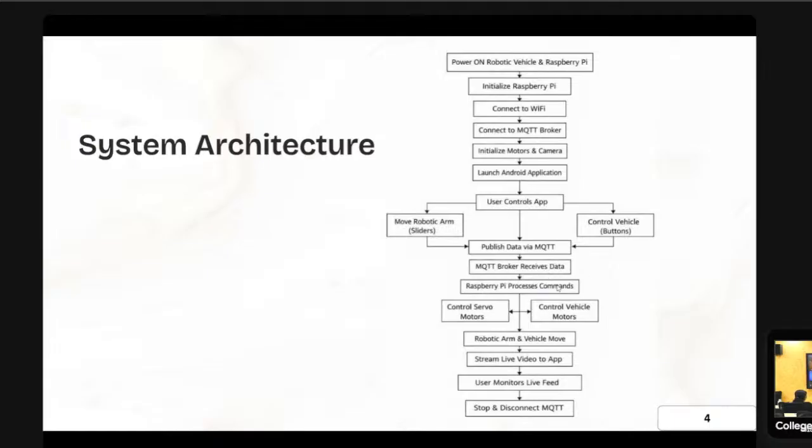Based on these received instructions, the Raspberry Pi processes commands, so it can either control the servo motors of the robotic arm or control the DC motors of the robotic vehicle. And like that, the robotic arm and vehicle are moved. Simultaneously, we added a Raspberry Pi camera module, and the onboard camera streams the live video back to the application, so the user can monitor the operations through the live feed. After that, we can stop and disconnect the MQTT.